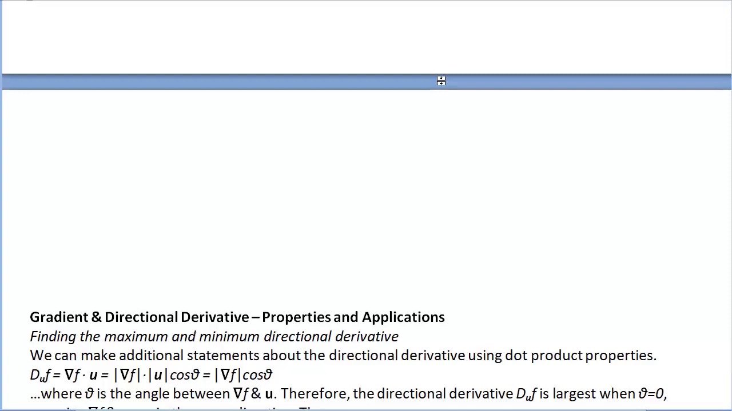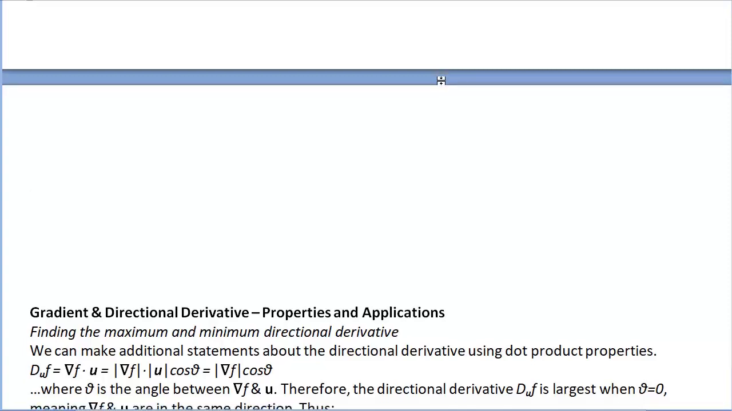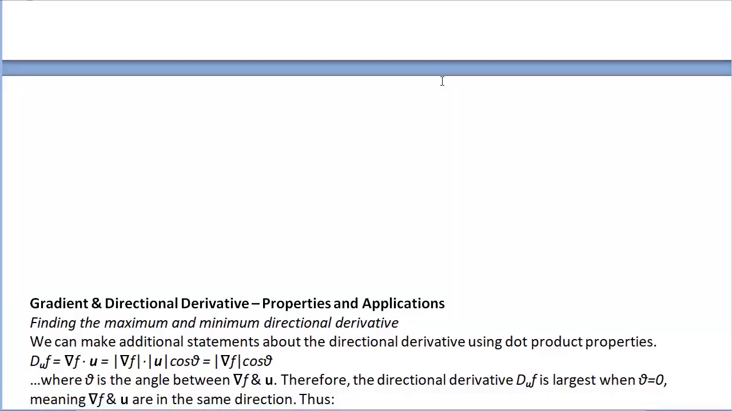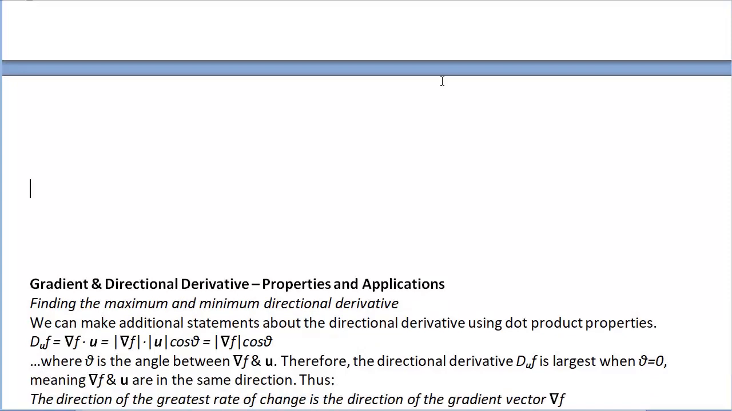So first of all, this gives us an alternate way to calculate a directional derivative. That's the first thing. Second thing is it lets us say some things about the directional derivative. When will the directional derivative be largest? Well, it's going to be largest when cosine theta equals the biggest possible value, which is 1. So when theta equals 0. Well, what does it mean for the angle between them to be 0? It means they're pointing in the same direction. So from this we can conclude the direction of the greatest rate of change is the direction of the gradient vector grad f. And that's just got to be always true.